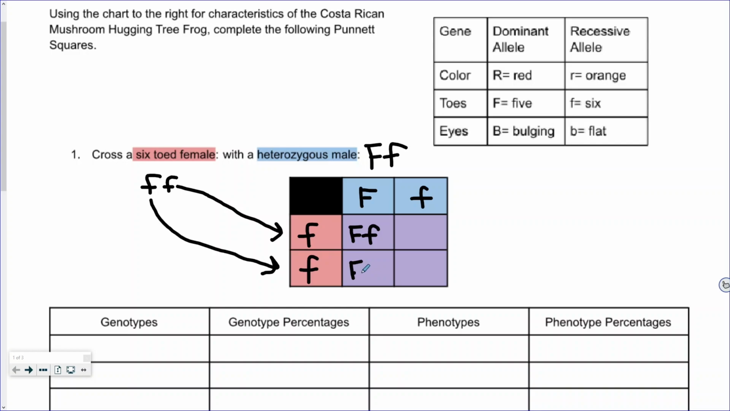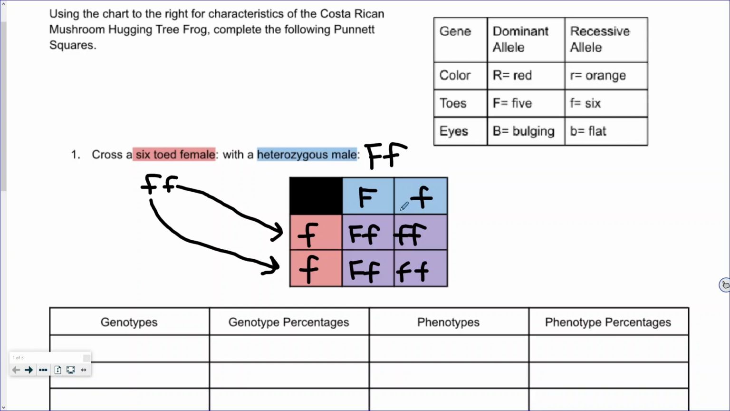Now, as I continue along, I'm going to notice that there are 4 boxes in total that I fill out. Again, I look left, I look up, so this one's going to be lowercase f, lowercase f. I look left, I look up, lowercase, lowercase. Now, this does not mean that these 2 parents are going to have 4 kids every time. Just for this one single trait, there are 4 possible outcomes.